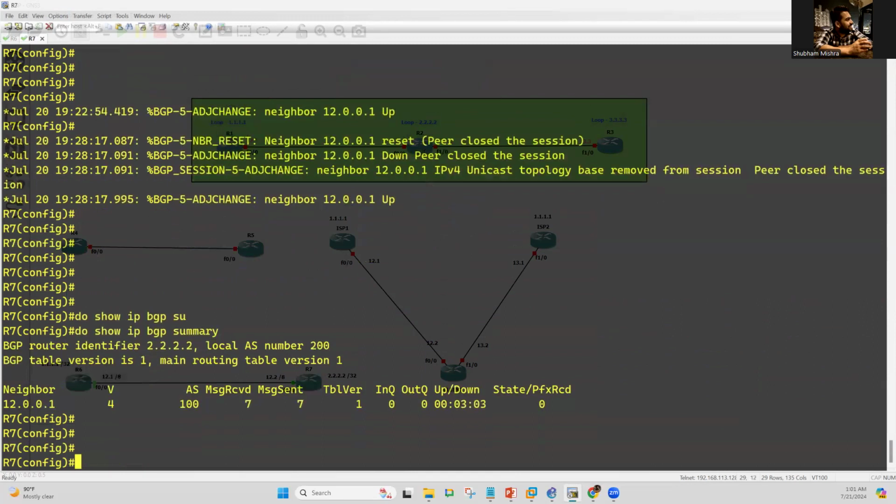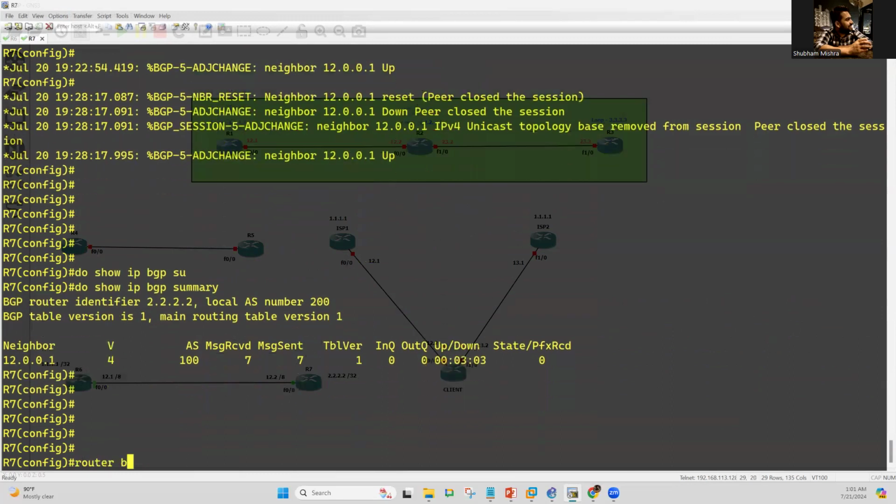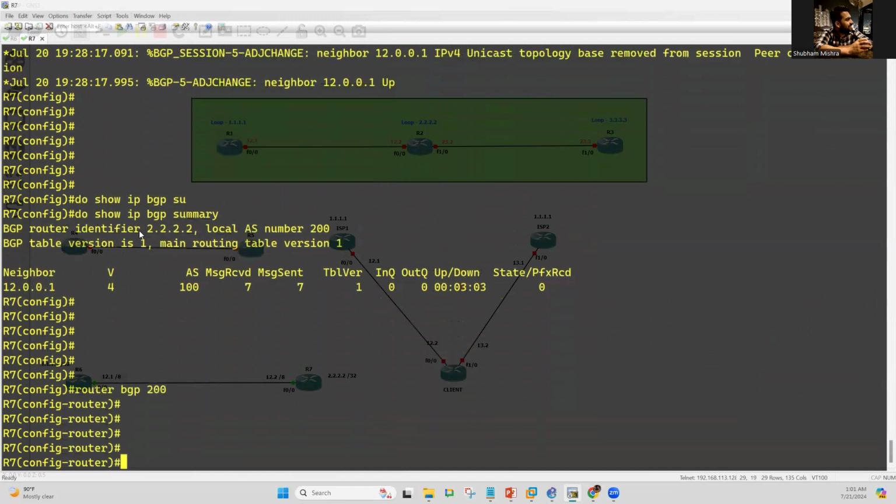So on R7, what is the router ID? 2.2.2.2. Now I am changing the router ID here to 3.3.3.3. Then you will find multiple notification messages there. See here, router BGP 200. I am running the command.